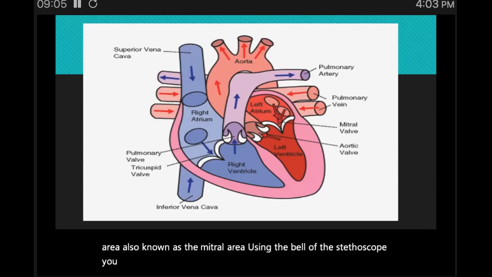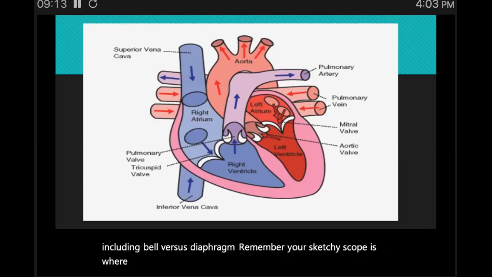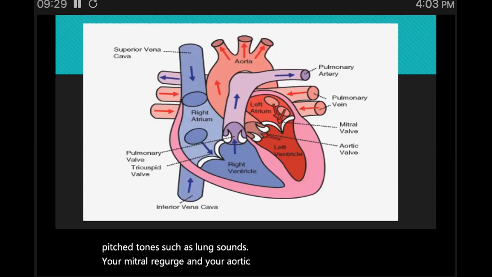You want to make sure you're very clear on your stethoscope skills, including bell versus diaphragm. Remember, the bell of your stethoscope is where you hear your low tones, such as your extra heart sounds, your S3, your S4, and usually you can hear mitral stenosis best with the bell. Versus the diaphragm of the stethoscope is where you hear your mid to high pitched tones, such as lung sounds, your mitral regurgitation, and your aortic stenosis.